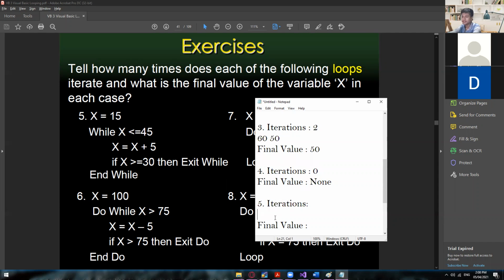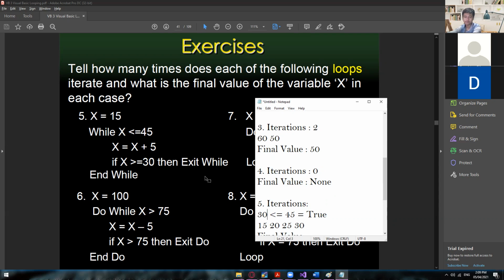All right, so in here, the initial value is 15, and we're using while. Is it less than or equal to 45? So this is true. The first iterated value is 15, and it's incrementing by 5. 20 is still lesser than 45. The next one is 25, which is still lesser. And 30, which is still lesser.